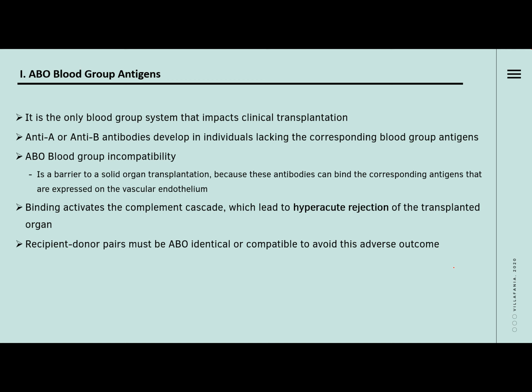ABO blood group incompatibility is a barrier to solid organ transplantation because these antibodies can bind the corresponding antigens that are expressed on the vascular endothelium. Binding activates the complement cascade, which leads to a hyperacute rejection of the transplanted organ. Recipient and donors must always be ABO identical or compatible to avoid this adverse outcome. So please take note of that, class.